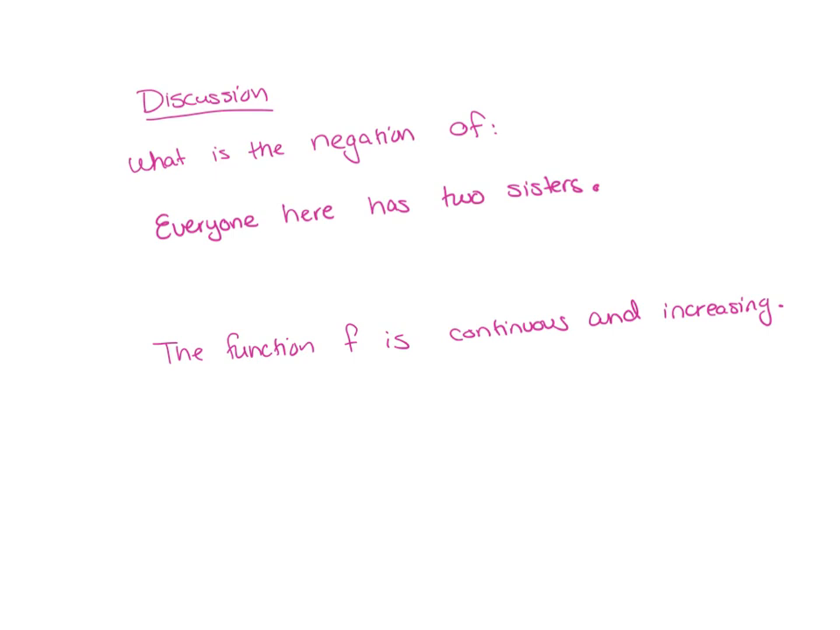Okay, so to finish up, there's a couple more things for you to think about negating here. So I've got two statements. The first one says, everyone here has 2 sisters. And the second one says, the function f is continuous and increasing. So I want you to think about the negation of each of those 2 statements. And we'll talk about that in class.